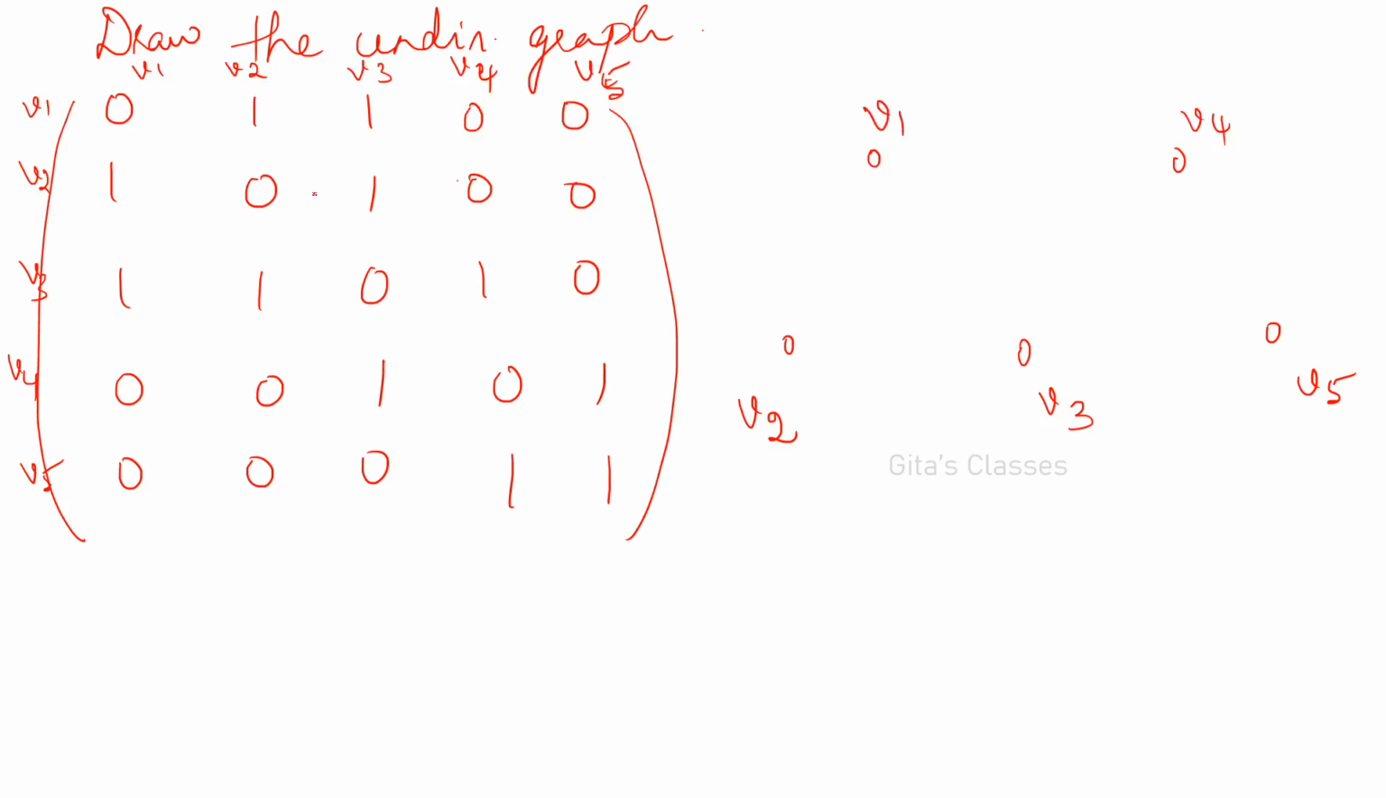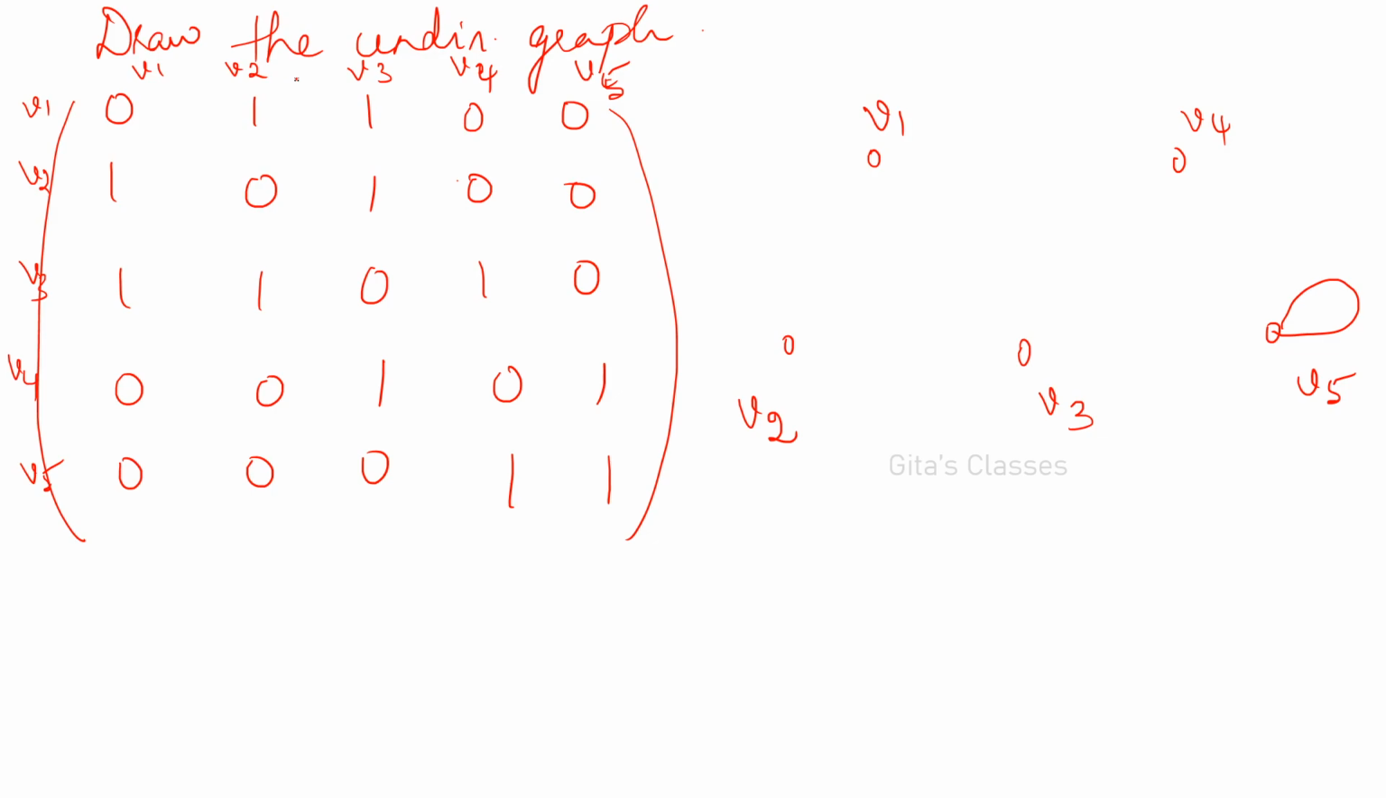Okay. And V1, there is no loop. Only for V5 there is a loop. Right. Only for V5 there is a loop by observing this. Principal diagonal you can see. All are 0, V1 to V1 0, V2 to V2 0. Only for V5 you have this one. Therefore, it is a loop. Right? Only for V5 it is a loop.